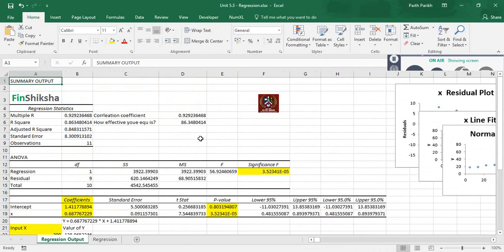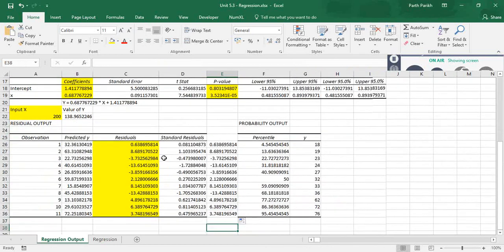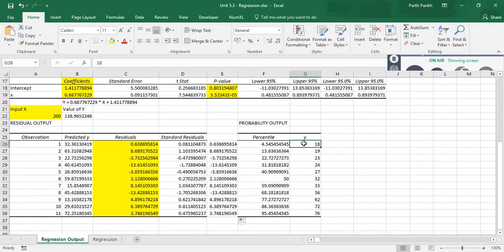So these are more or less the 4 or 5 points which we have to look at. First, we have to look at the correlation. Then we have to look at the R square. If there is more than one variable, then we have to look at the adjusted R square. Then we have to look at the significance F in the ANOVA. Then to find out the coefficients, using the coefficients we can create the regression equation, and we have to find out the p-value of the independent variables only, not the intercept. And then we can have a look at the residuals, and we can have a look at the probability output.